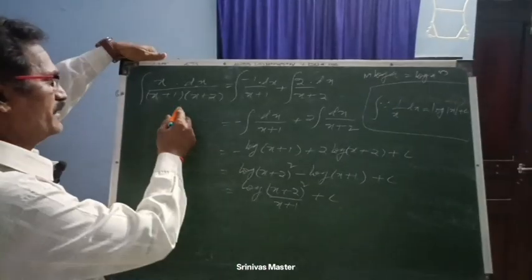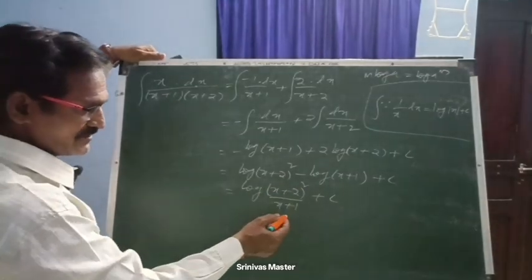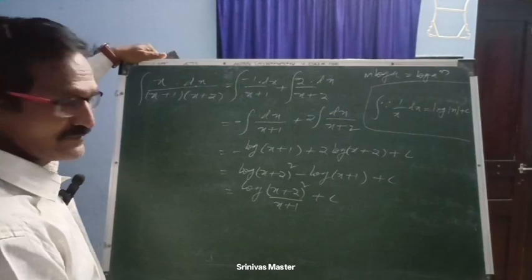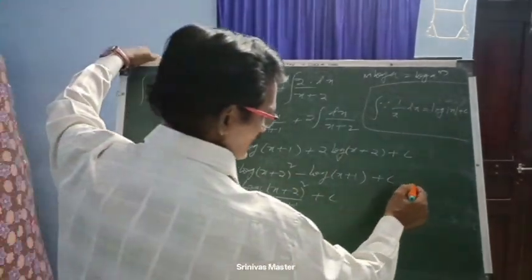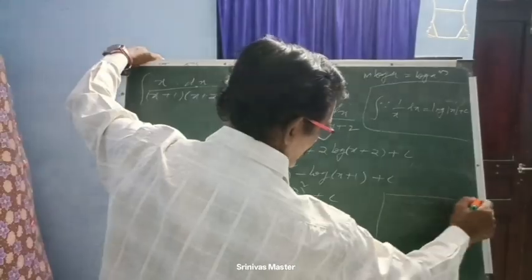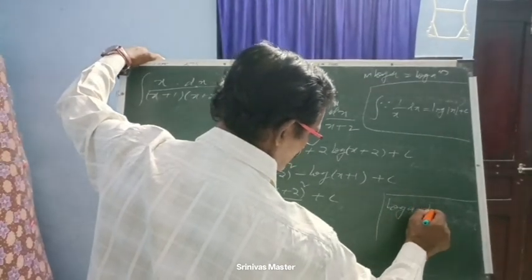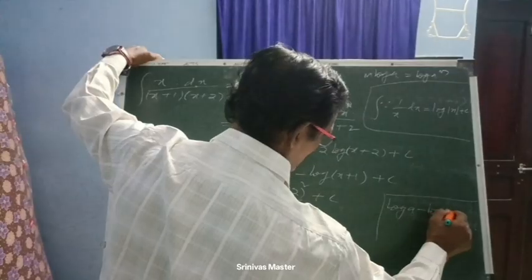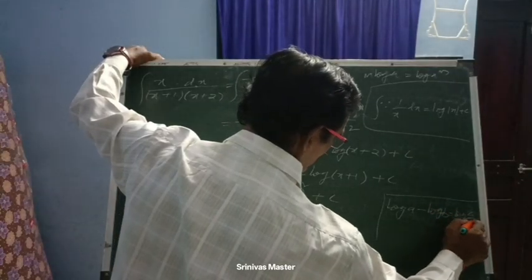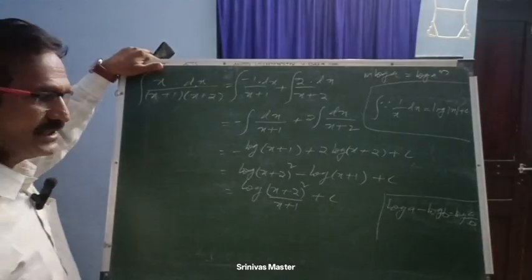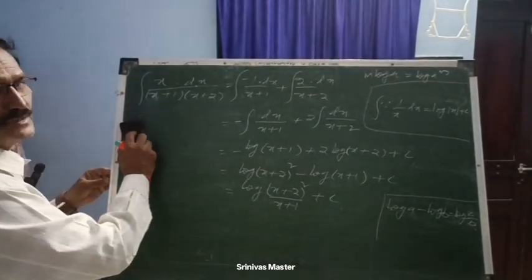So from this question the result is log (x plus 2) whole square by (x plus 1) plus c. You are getting that from log A minus log B, children. Don't forget that formula according to logarithm: log A minus log B is equal to log A by B. Okay, children? See, the next question you will see. Be careful.